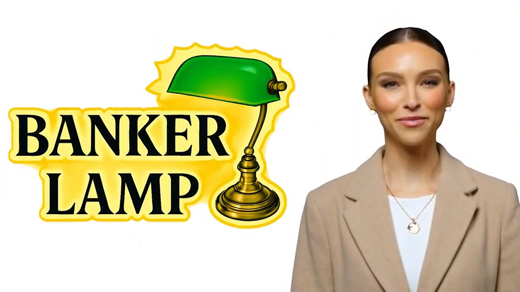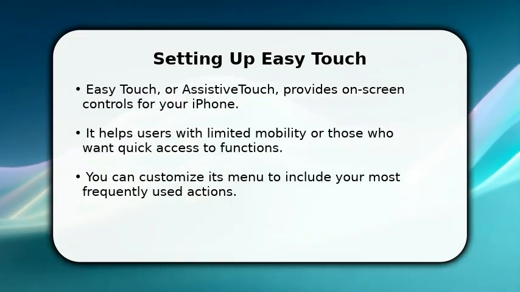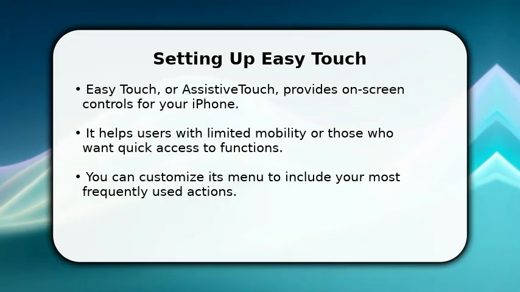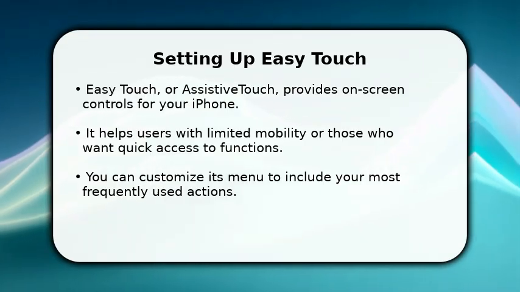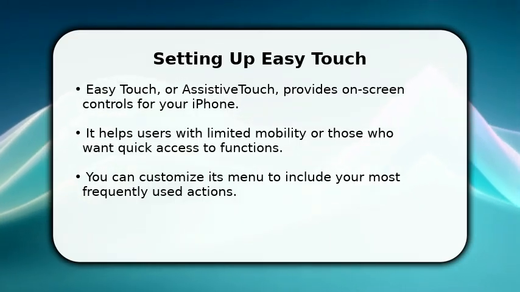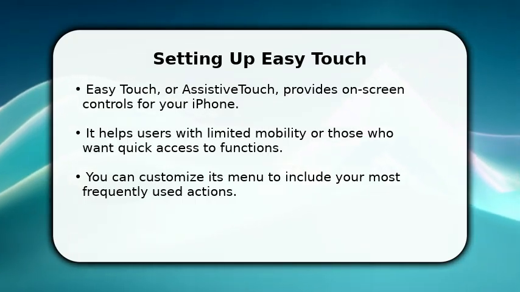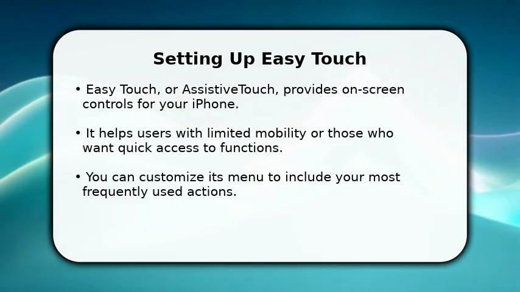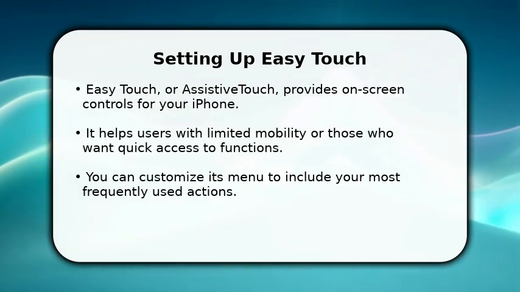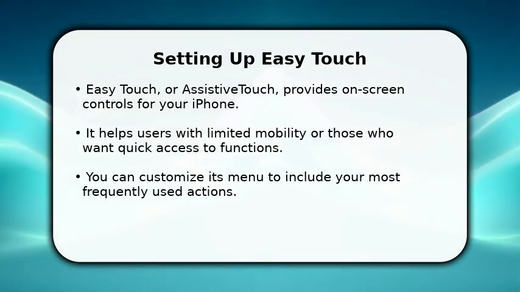Please enjoy the video. In this video, I will explain how to set up Easy Touch on iPhone. This incredible accessibility feature, officially known as Assistive Touch, places a virtual button on your screen, offering quick access to many functions. It is especially helpful for those who might find physical buttons challenging to use or simply want a faster way to navigate their device. We will go through the setup process step by step, making your iPhone experience even more intuitive and personalized.